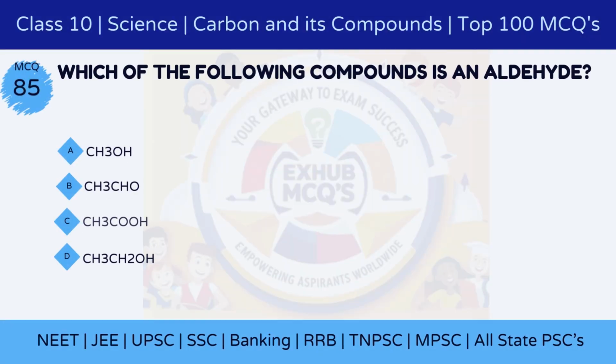MCQ 85. Which of the following compounds is an aldehyde? Option A, CH3OH. Option B, CH3CHO. Option C, CH3COOH. Option D, CH3CH2OH.